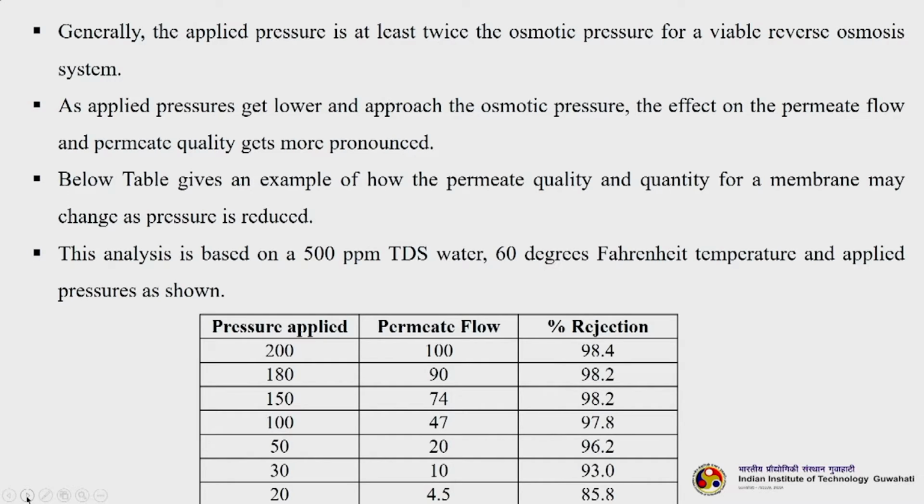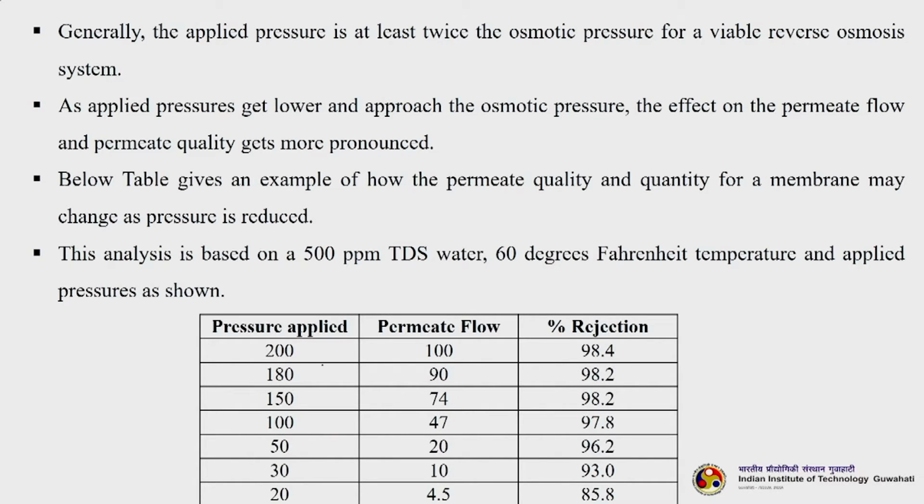This gives an example of how permeate quality and quantity for a membrane may change as the pressure is reduced. The data for this table is generated based on a 500 ppm TDS water, 60 degrees Fahrenheit temperature, and the applied pressure shown here. Have a look at this particular table. When the applied pressure is higher, at 200 psi, you can see the permeate flow is 100 and the percentage rejection is 98.4.